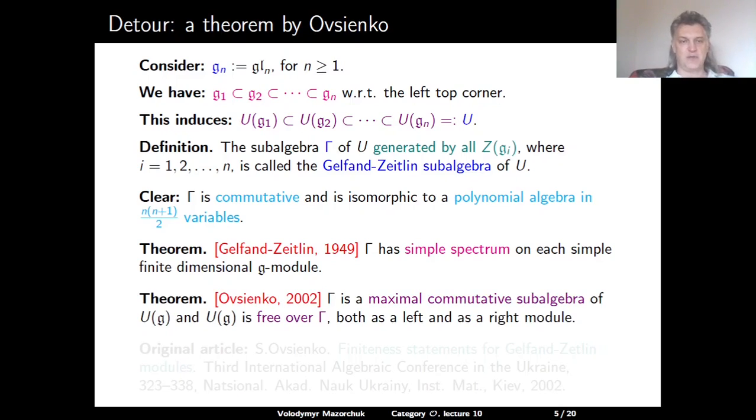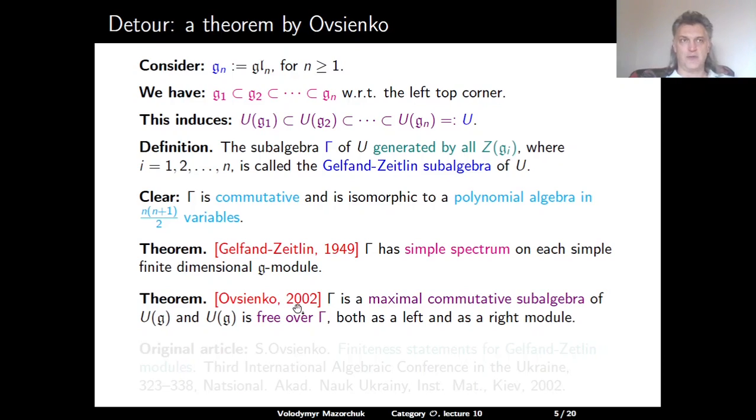And here's the theorem by Ovsienko from 2002. The subalgebra gamma is a maximal commutative subalgebra of U(GL_n). Moreover, U(GL_n) is free over gamma both as a left and as a right module. So note that the center of GL_n is a subalgebra of gamma, so this theorem is a refinement of the theorem of Kostant. Note also that gamma is no longer central, so the left and the right actions of gamma on U do not agree.